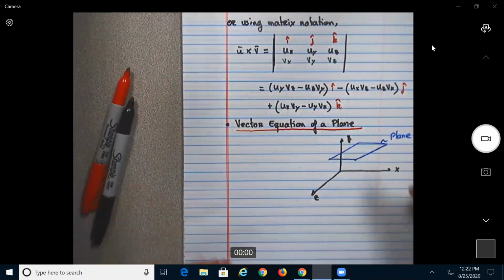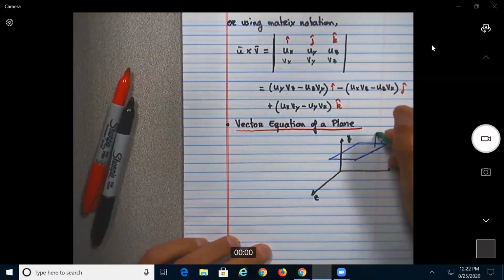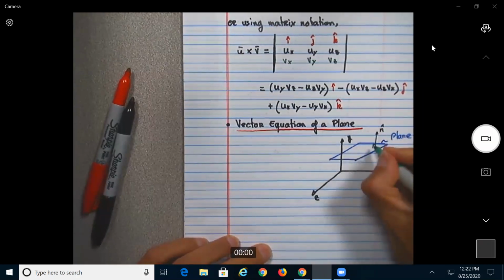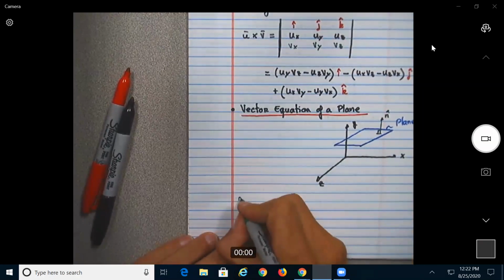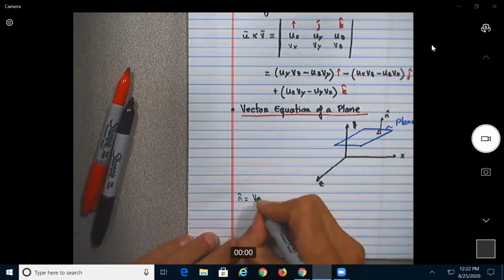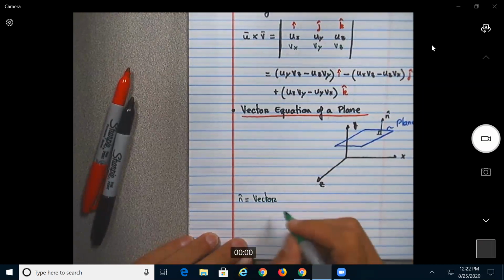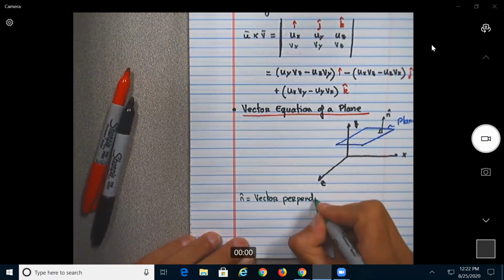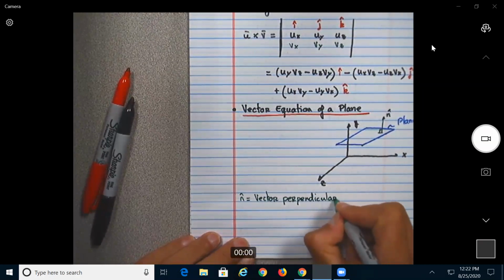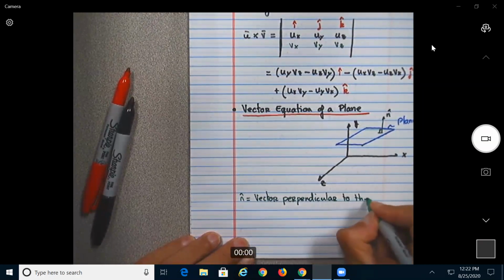So let's see, how can we find the equation of the plane? Obviously, we need to use something that we have learned. So let me add stuff to the figure. So let's say that there is a vector n, unit vector n, that is perpendicular to the plane. Okay? So let's say n vector perpendicular to the plane.